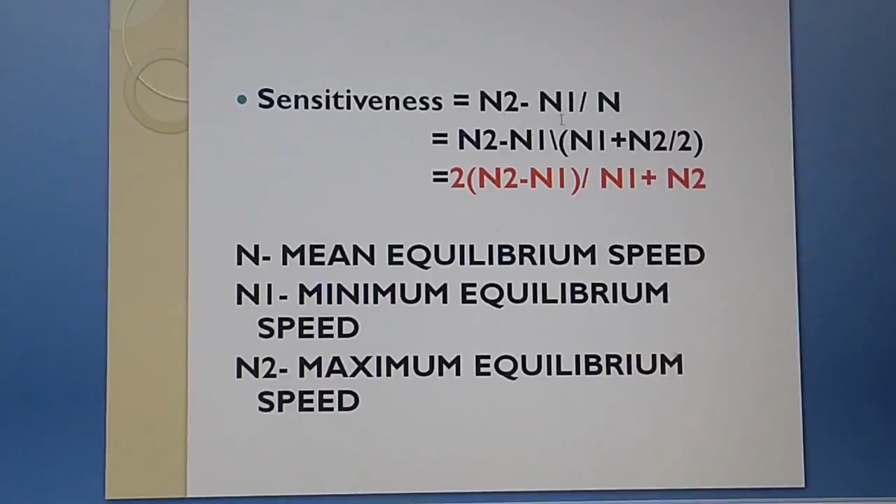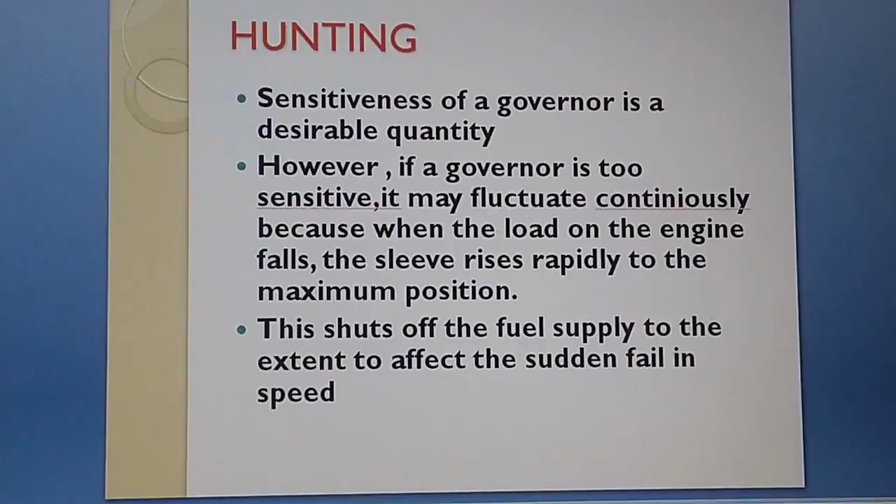Putting down the value of N as the mean value, (N1 + N2)/2, sensitiveness is 2(N2 − N1)/(N1 + N2), where N is the mean equilibrium speed, N1 is the minimum equilibrium speed, and N2 is the maximum equilibrium speed. The minimum equilibrium speed corresponds to the full load condition, and the maximum speed corresponds to the no load condition. The next one is hunting.